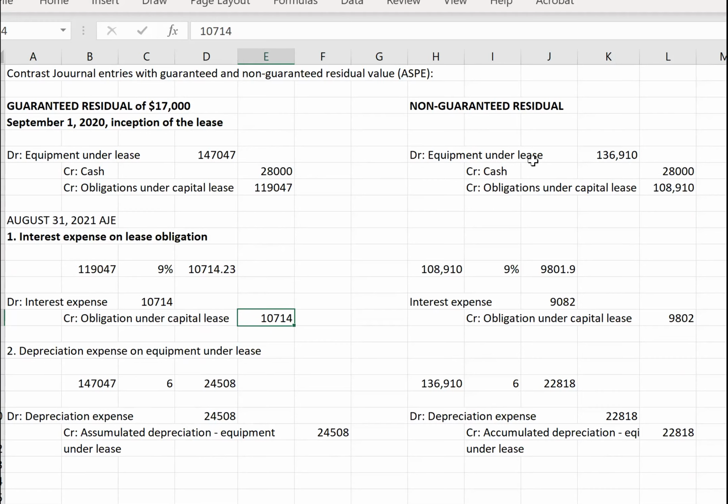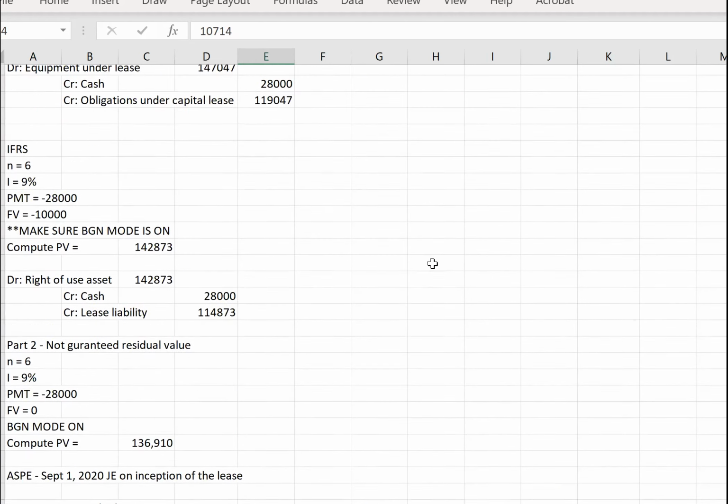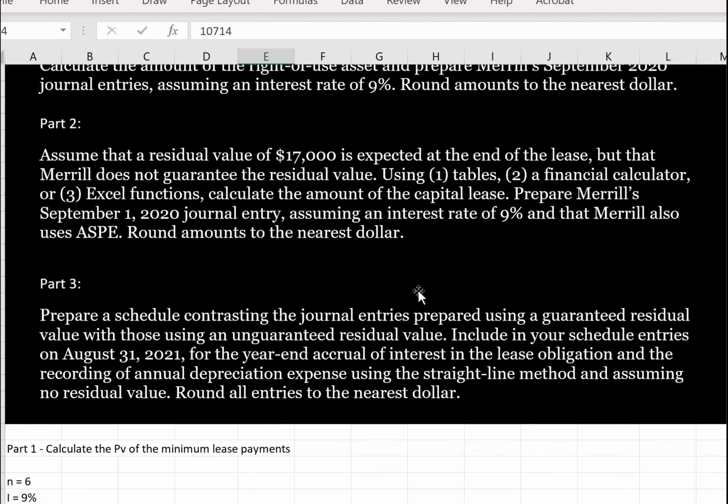And the fact that there's a non-guaranteed residual means that the lessee doesn't have to make a payment at the end. So that's obviously advantageous and lowers all their payments and obligations. And that takes us to the conclusion of part 3.